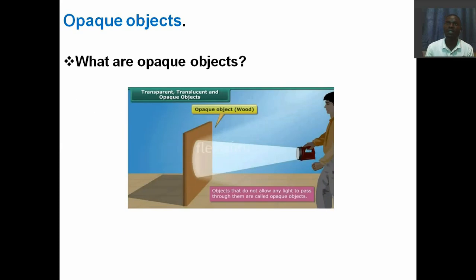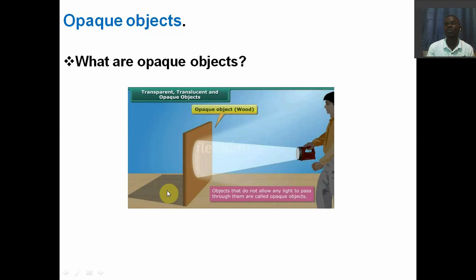Now let's come to today's lesson. In today's lesson, I want us to look at opaque objects. And our first question says, what are opaque objects? I want you to look at this diagram here. This diagram is showing us a board. You can see this is a board. Then somebody is flashing light towards the board. Can you observe what is formed right here? What is formed right here is a shadow.